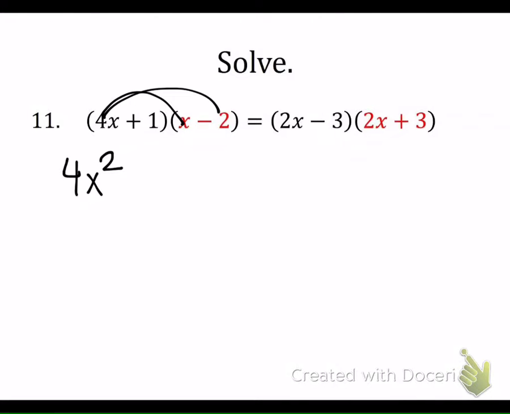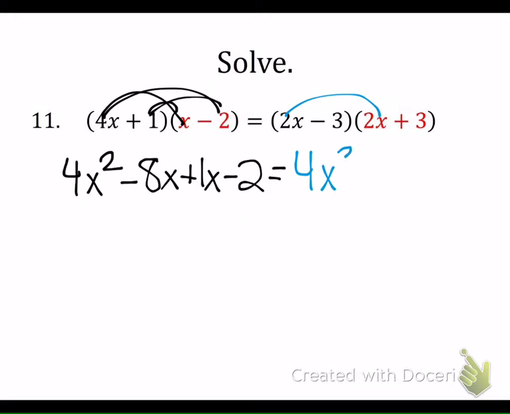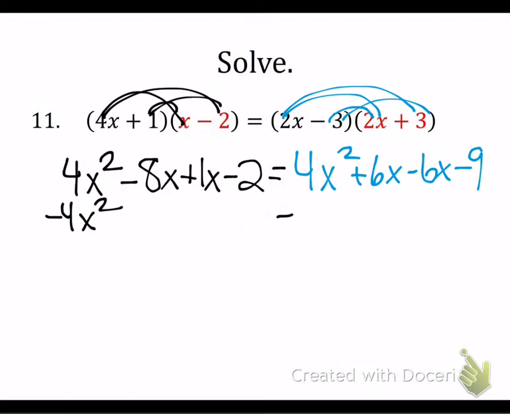4x times minus 2 is negative 8x, plus 1x and a minus 2, equals 4x squared plus 6x minus 6x minus 9. And then the 4x squares cancel out. You can already probably see that when I go to subtract these, they're going to go away.